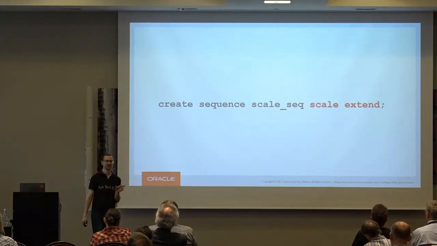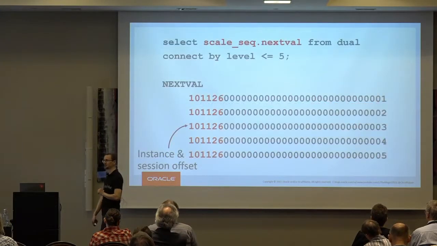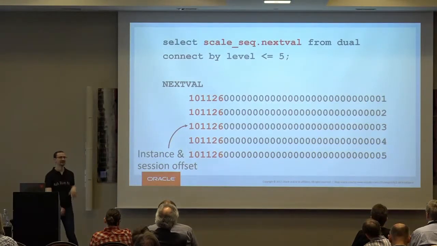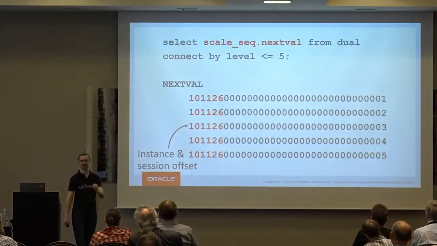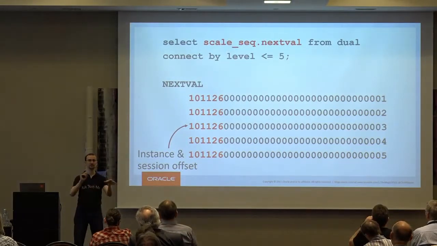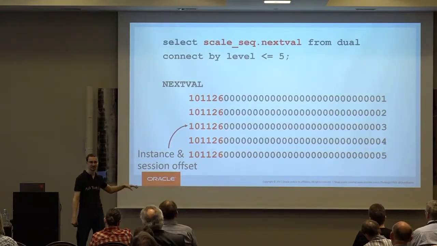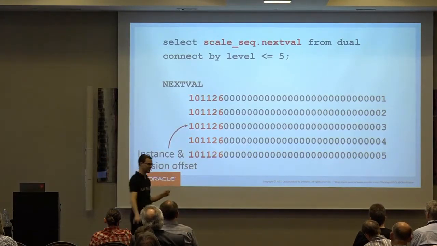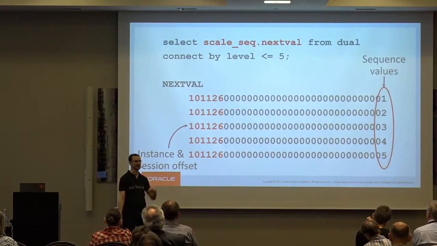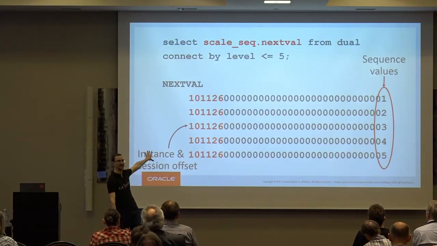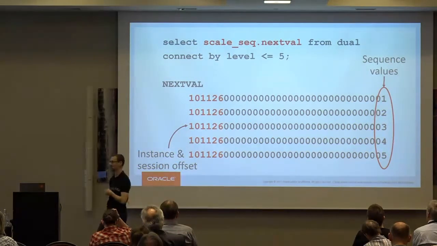Well, when you specify scale, what the database does is generate a 6-digit prefix for your sequences. So we've got this value here off on the left, and that is generated from your instance if you're in RAC and your session offset. So 2 sessions are very unlikely to have the same starting prefix. So they're going to have different values, more likely to spread them throughout the index. And the actual sequence values come down here. So essentially, we're padding it out up to and applying 6 digits.